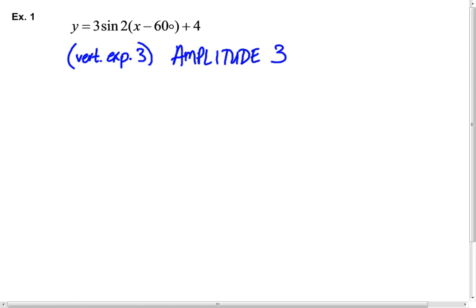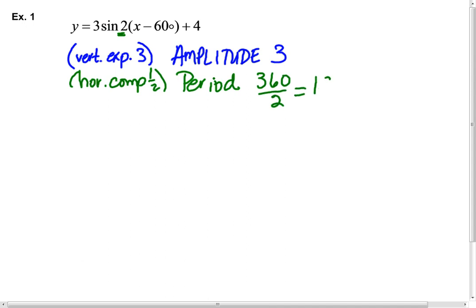The period has changed. This number is going to change the period. So in our old language, we would say that was a horizontal compression, factor 1/2. So the period changes, and it's not 360 anymore. It will be 360 divided by 2, which is 180. And that makes sense to be a compression. It now takes less distance to make the same cycle in 180 degrees instead of 360. So we always take the period, is 360 divided by that number.